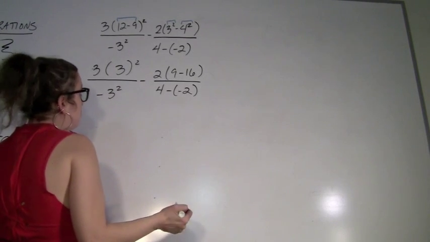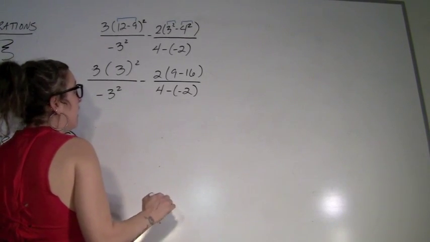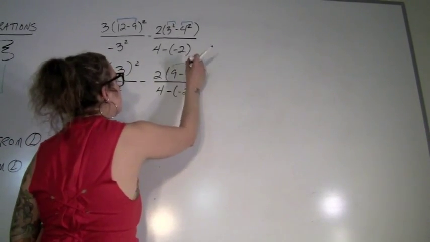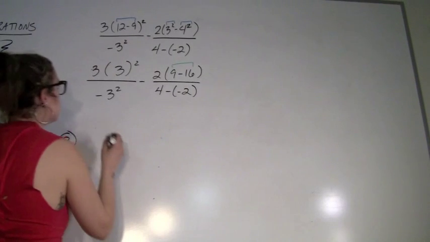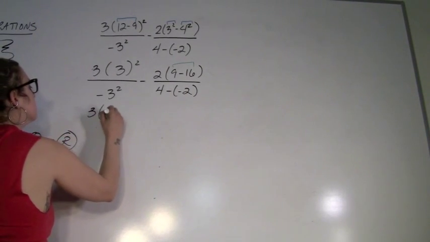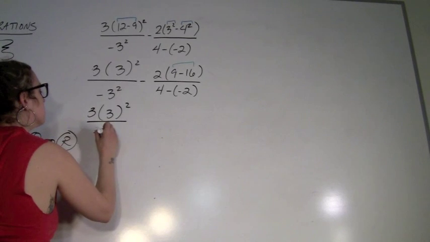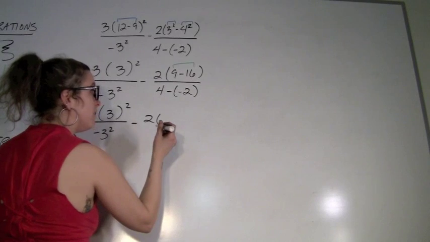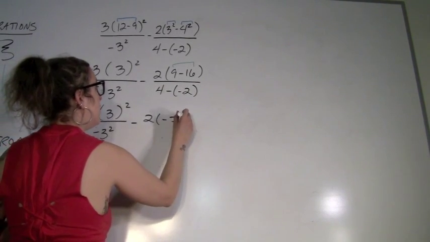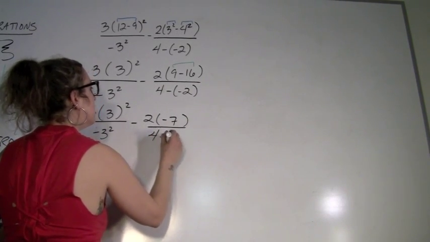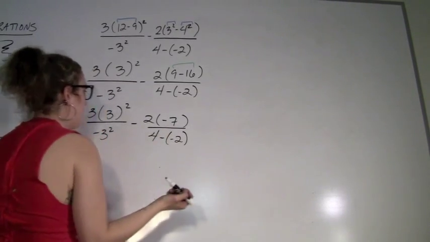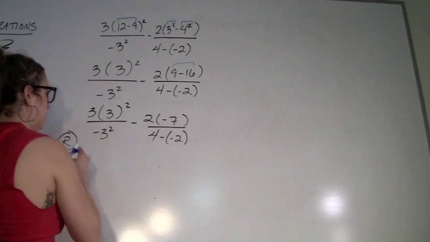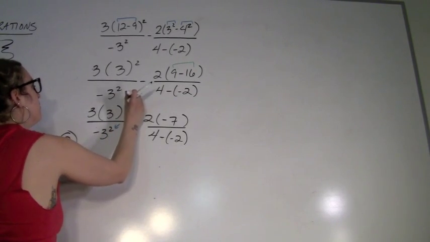Okay, so next we're going to take care of this subtraction problem right here. 9 take away 16 is negative 7. Okay, so now we're going to take care of these exponents. This one and that one.